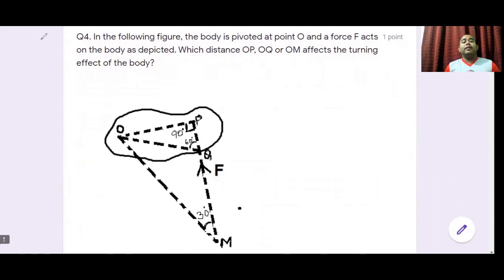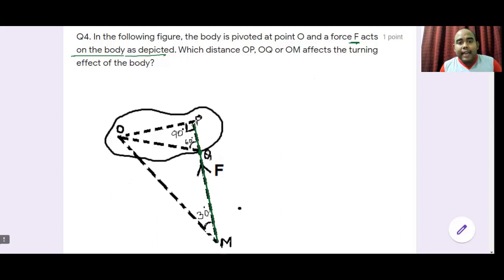In the following figure, the body is pivoted at point O. You see there's a body, this irregular body. This body is pivoted at which point? It is pivoted at this point O. Okay, understand the figure very nicely. And a force F acts on the body as depicted through this line. This is the direction of force F acting on the body, and the force is acting at point Q. You can see from the figure Q par act ho raha hai.